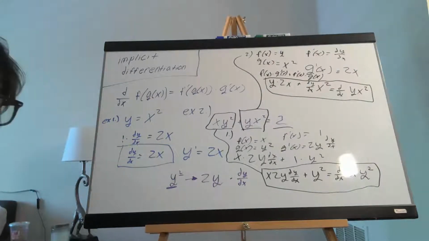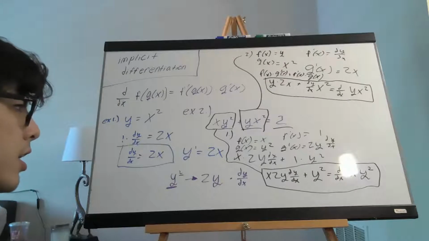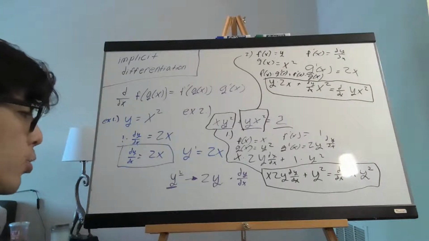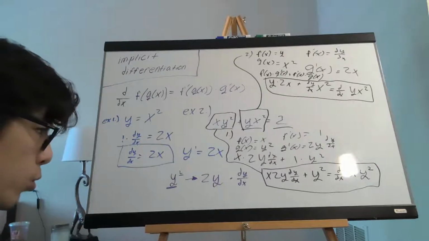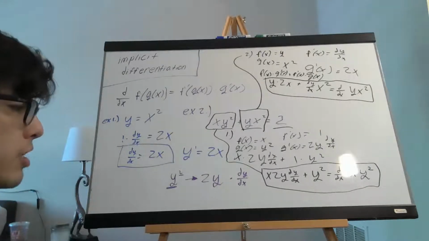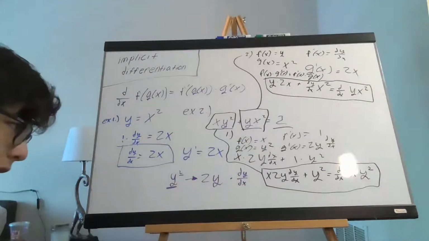And remember, this is just the same thing we've been doing, but the only rule now is that essentially we're taking the derivative of a y term, which means that we have to apply the chain rule to it, which is why whenever you see me take the derivative of a y term, I always do dy dx.